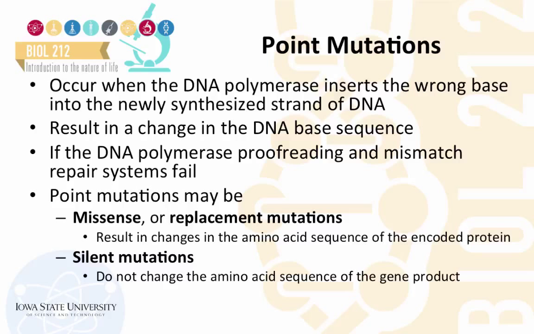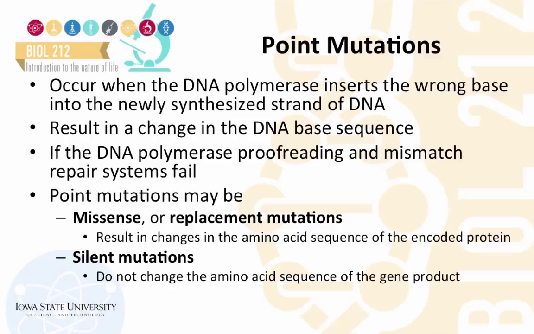Point mutations occur when DNA polymerase inserts the wrong base into the newly synthesized strand of DNA. This results in a change in the DNA base sequence. Now, DNA polymerase is usually able and very efficient at proofreading its work and correcting any errors that exist when it synthesizes new DNA strands.